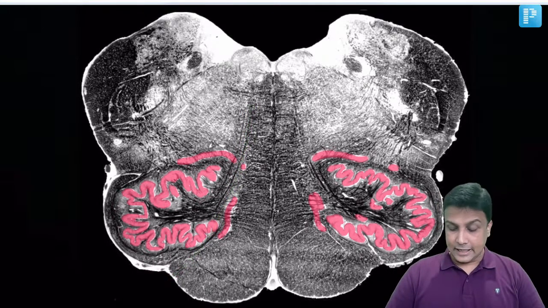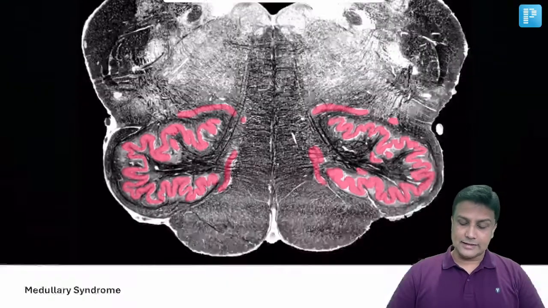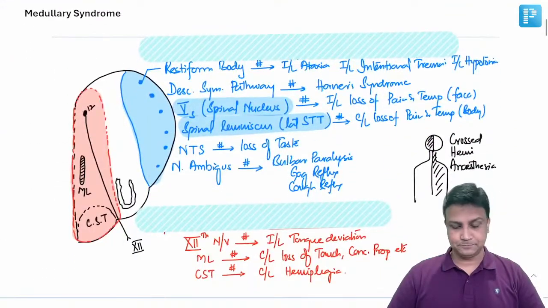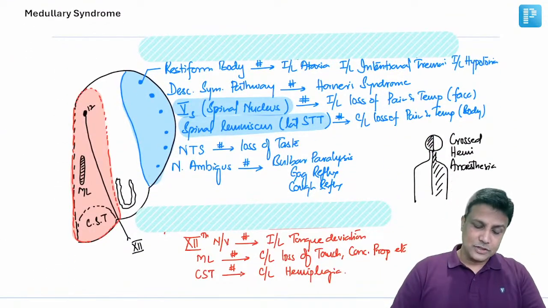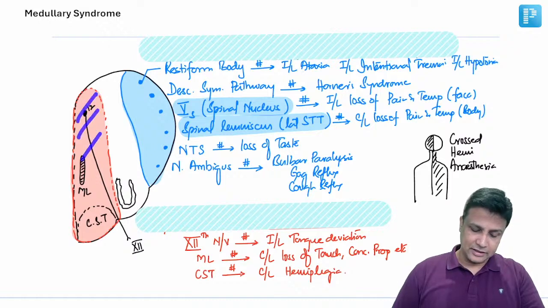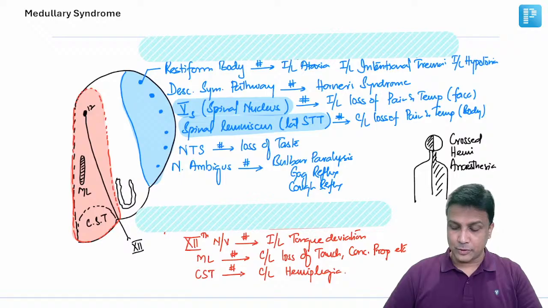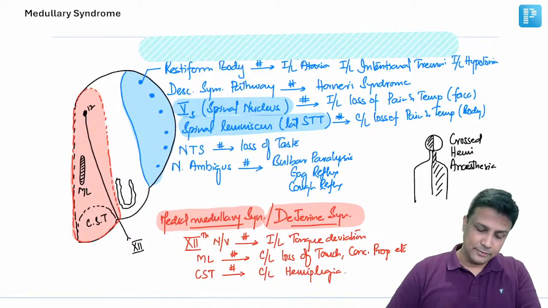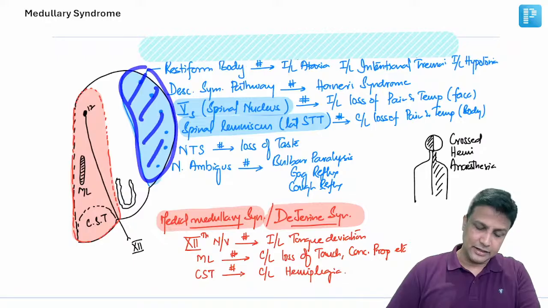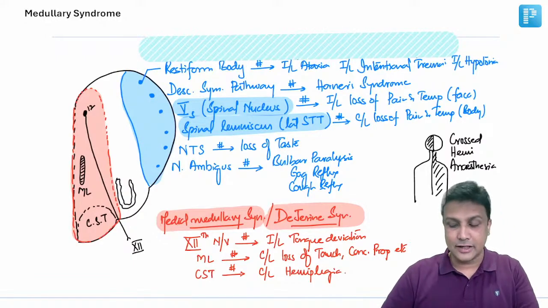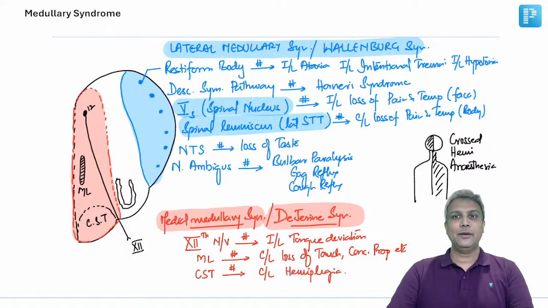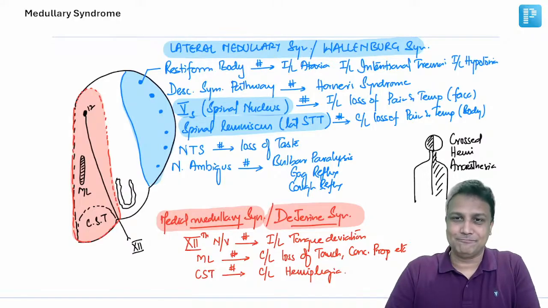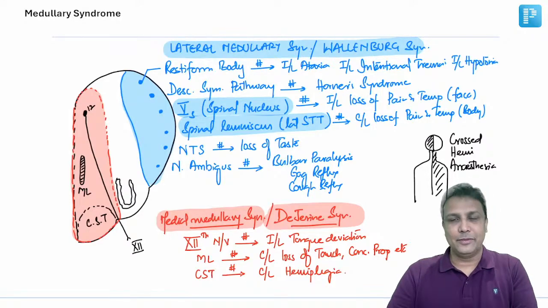The 12th nerve, hypoglossal nerve, will be coming out from here. Fine. Now let's do one thing here. Let's see the medullary syndromes. Of course, if the medial part is affected here, this is referred to as the medial medullary syndrome, also known as the Dejerine syndrome. Whereas if the lateral part of the medulla oblongata is affected, then it will be the lateral medullary syndrome, which is also very famously referred to as the Wallenberg syndrome. And many times in your exam, there will be a question coming from the Wallenberg syndrome also.